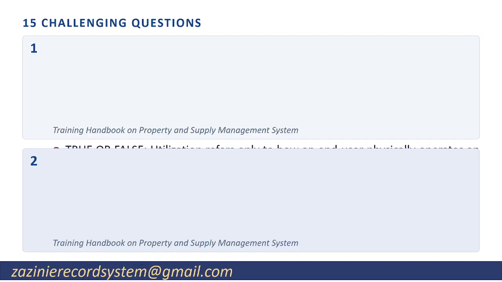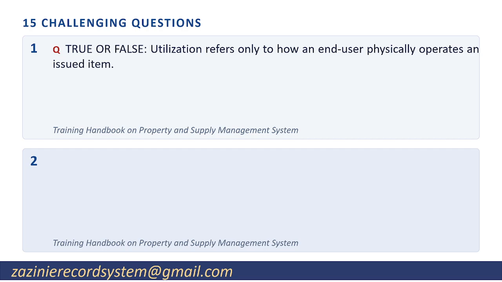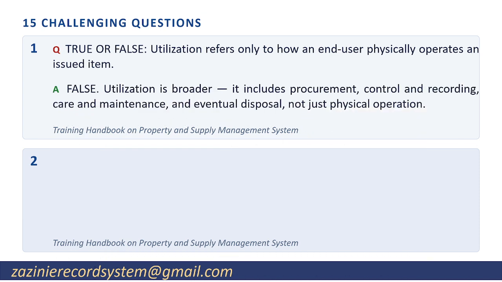15 challenging questions. Number 1. Q. True or false. Utilization refers only to how an end user physically operates an issued item. False. Utilization is broader. It includes procurement, control and recording, care and maintenance, and eventual disposal, not just physical operation.